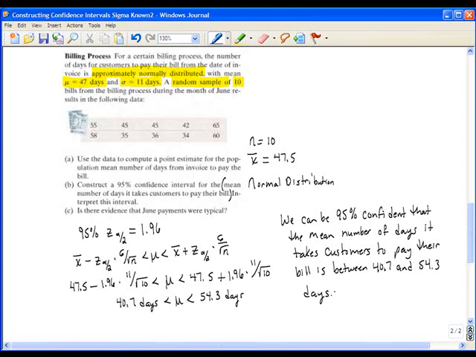Remember, you always want to interpret in the context of the problem. It's very helpful to go back and use part of the problem itself, or the question rather, to come up with your statement. Alright, part C. Is there evidence that June payments were typical? June payments were typical because the mu of 47 falls within our range.